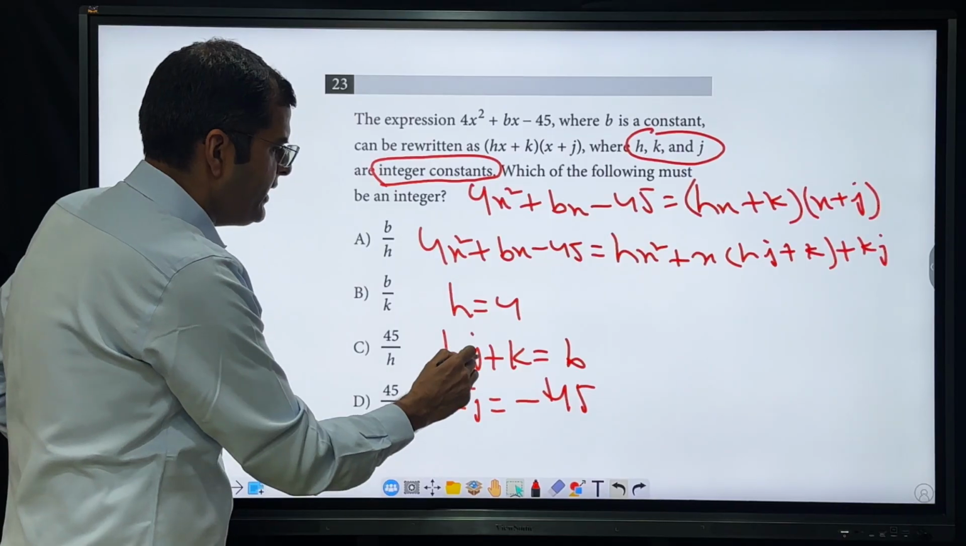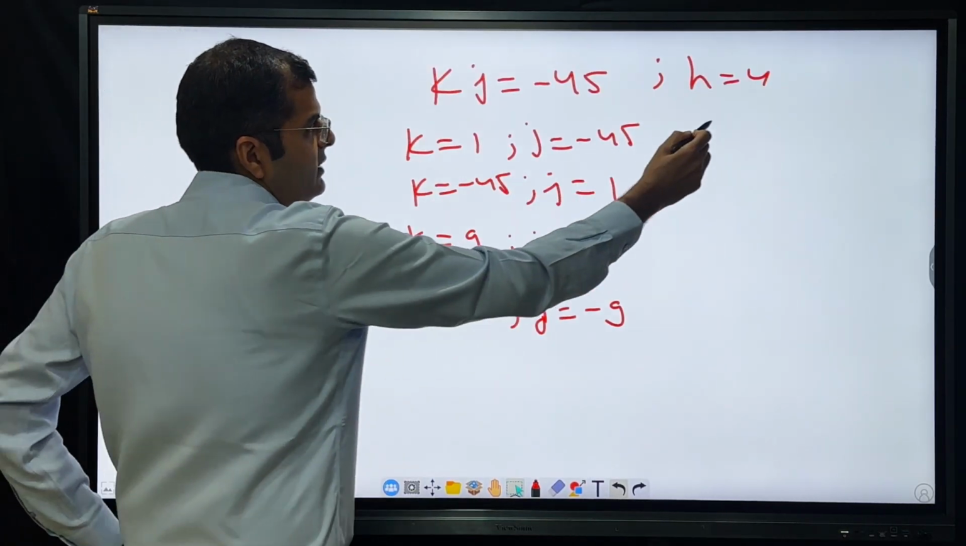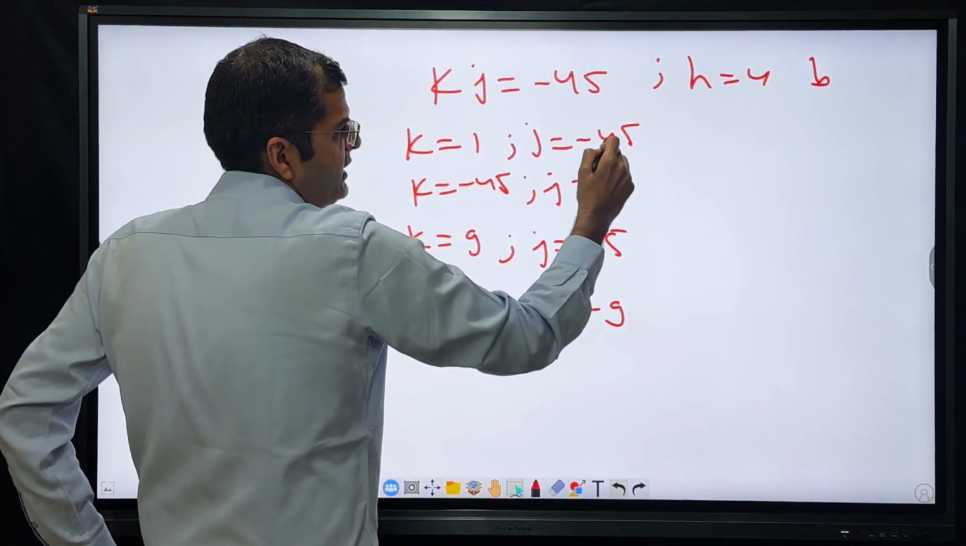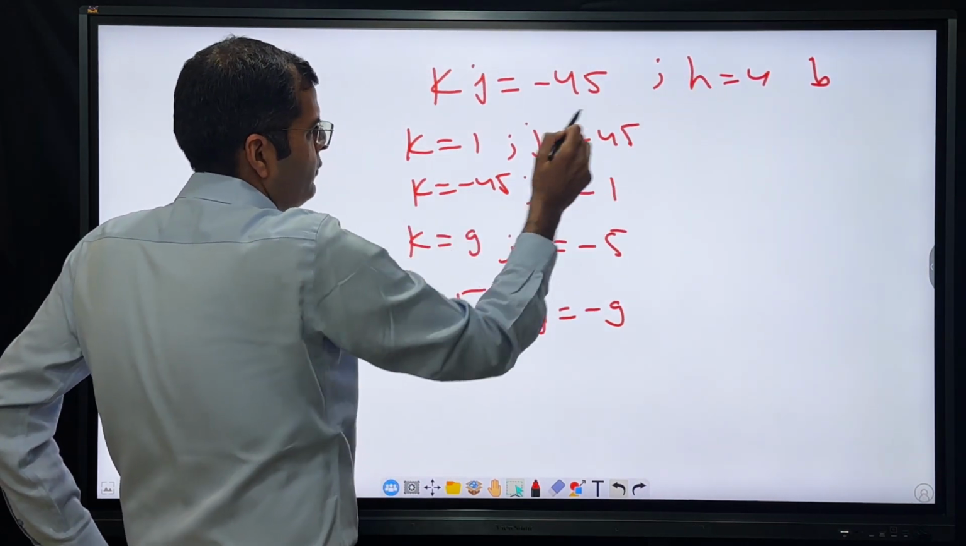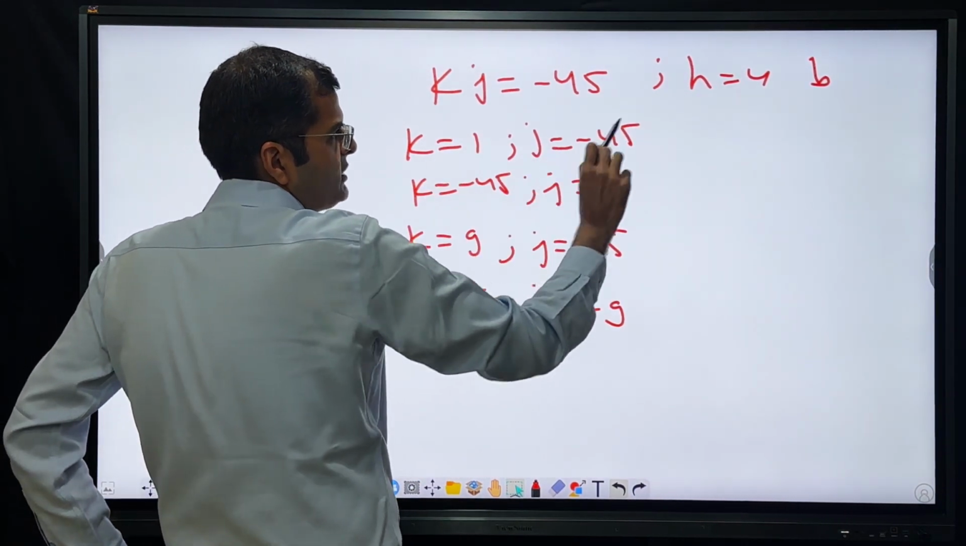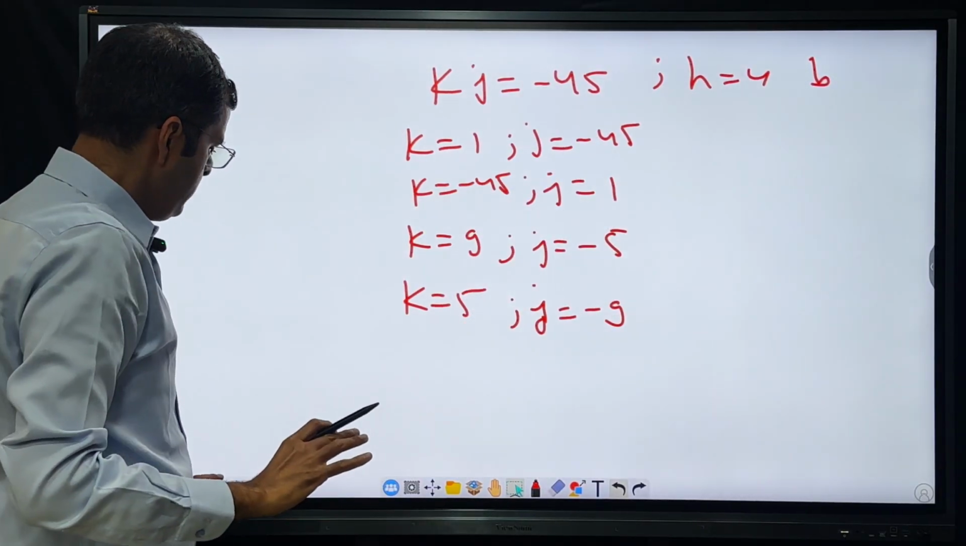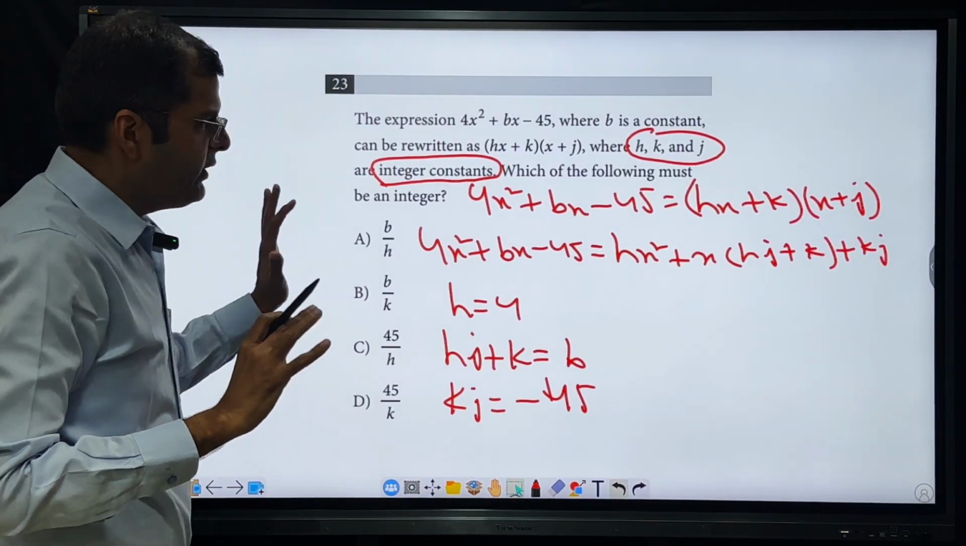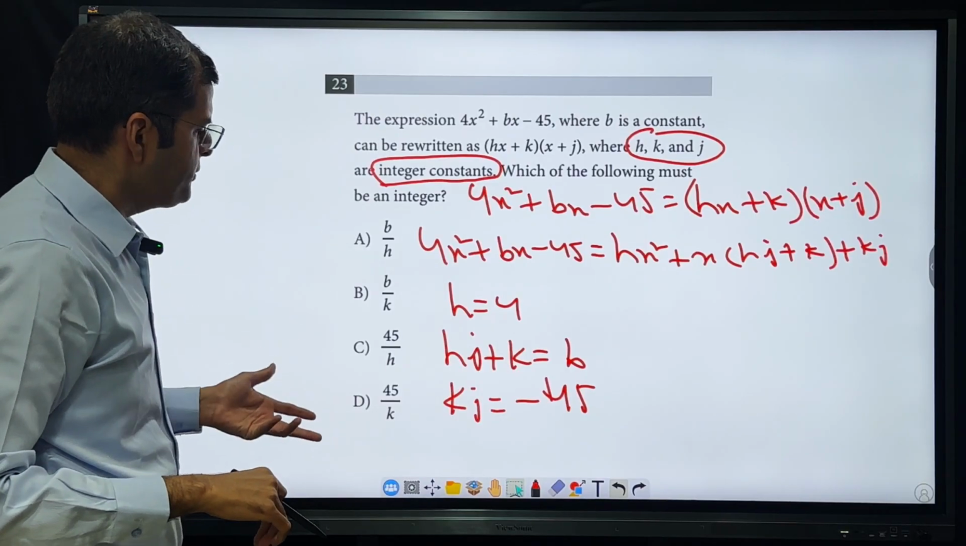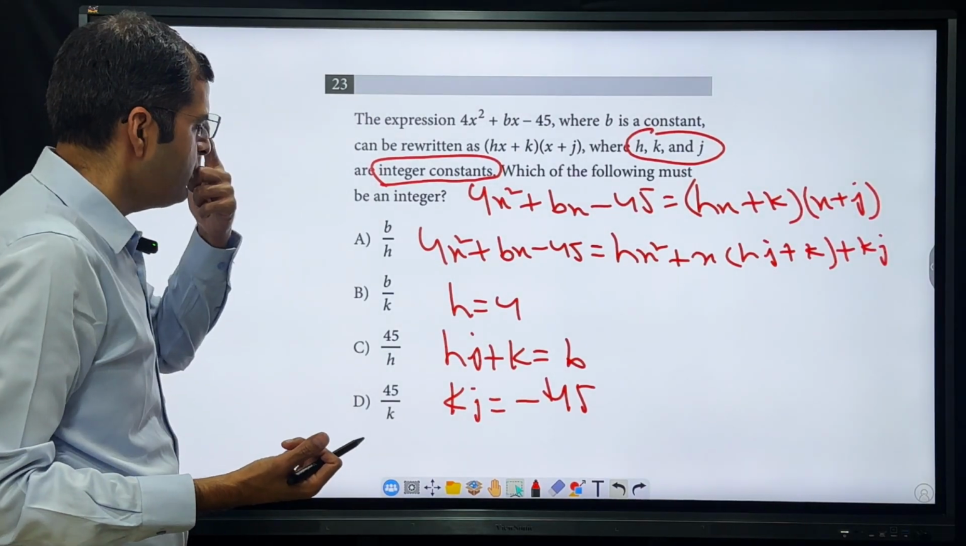Value of b will depend on h into j plus k. So I can find the value of b for each h and j, and h is always 4, and the corresponding values of k and j will give me the value of b. I can write it down. But at this point, I will look at the options and see if I have any options without b which give me a correct answer or not.